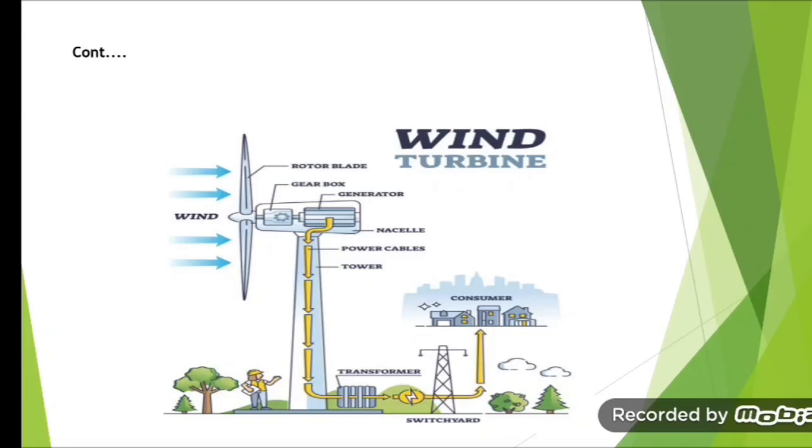In this diagram, we will see that blowing wind pushes against the blades of the wind turbine and the generator produces electricity, and this electricity moves down from the tall pole of the wind turbine and goes towards transformers, and then transformers forward this electricity towards the consumers.